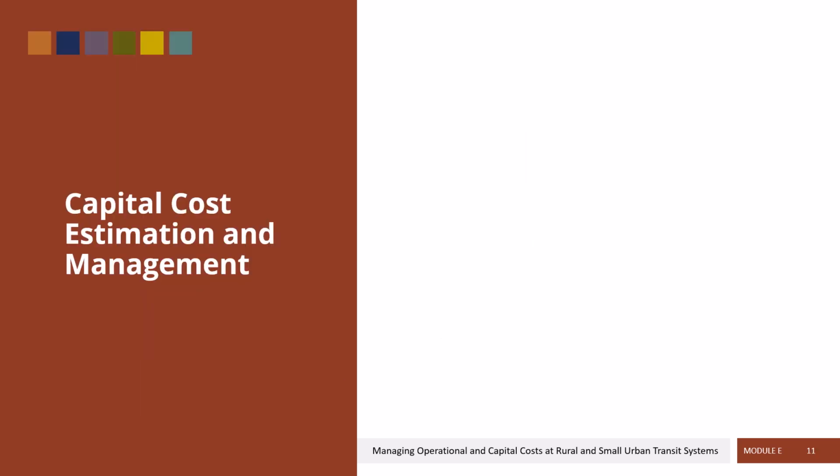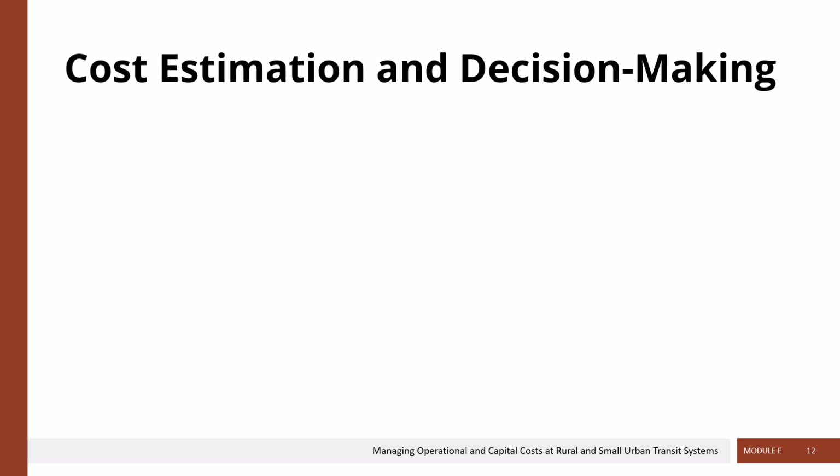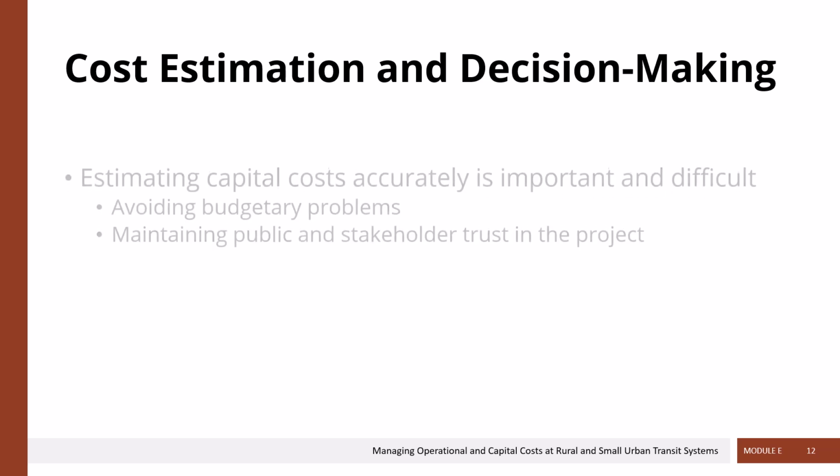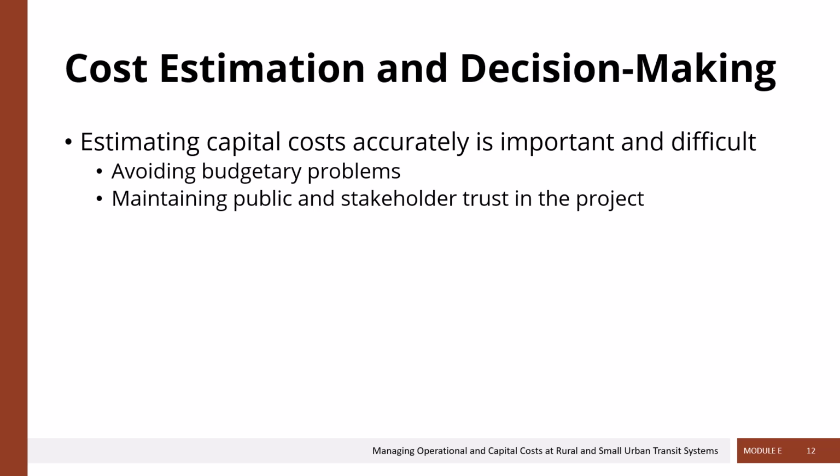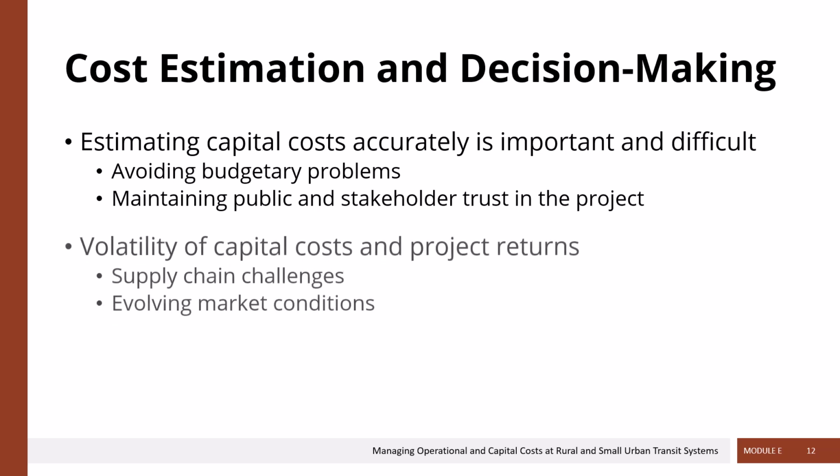capital costs. Now that you know how to categorize your capital costs, the next step is figuring out how we can estimate and then manage those costs. So cost estimation is a critical step in making a capital plan, right? Estimating costs accurately is both important and very difficult. If you can estimate your capital costs accurately, you can avoid budgetary problems and maintain public and stakeholder trust in your project, whatever it is.